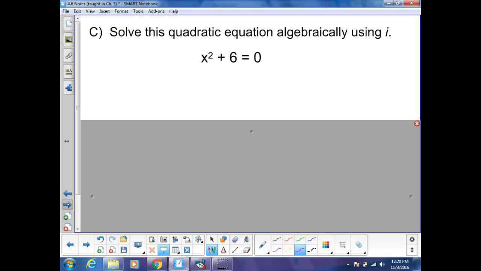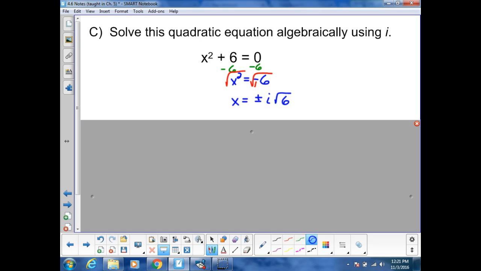Solve that quadratic equation, please. For those of you watching on screencast, pause it. We'll be right back. Okay, and we're back. So solving this quadratic equation, first off I would subtract 6 from both sides. That would give me x squared equals negative 6. I would square root both sides then. That would give me x equals plus or minus i times the square root of 6.